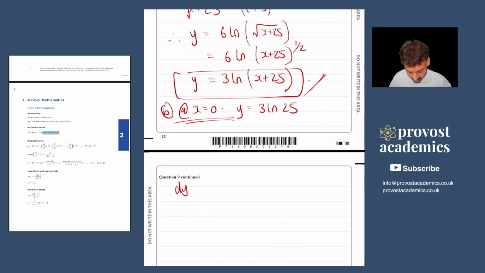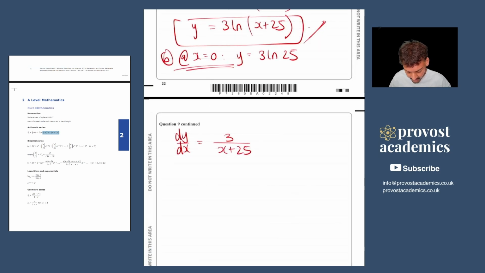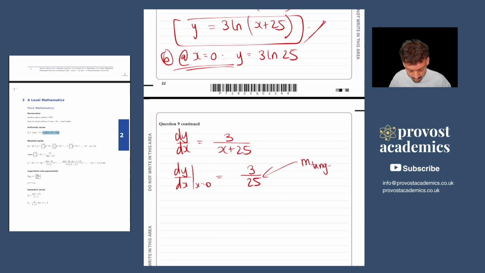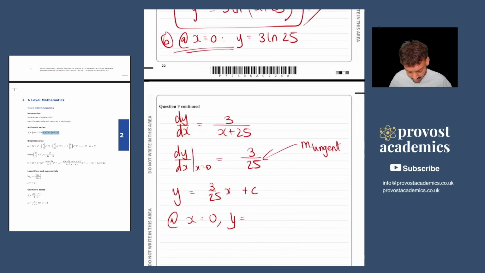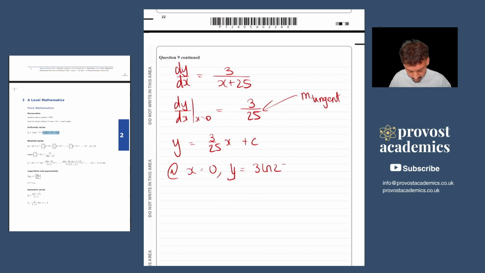Now we'll find the derivative dy/dx. Since we have a natural log, it's simply 1 over that. So that's 3 over x plus 25. And let's find the gradient of the tangent, which would be at x equals 0, which is 3 over 25. So this is my gradient of the tangent. So now we actually have everything we need, which is y equals 3 over 25 x plus c. And we can now substitute the point x equals 0, y equals 3 ln 25.